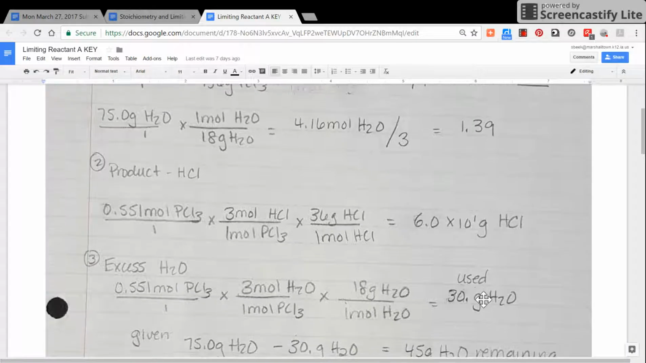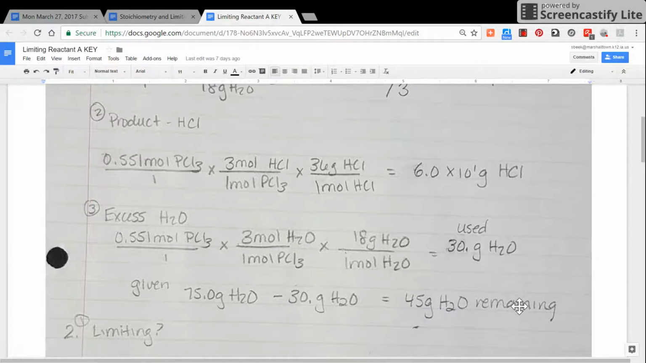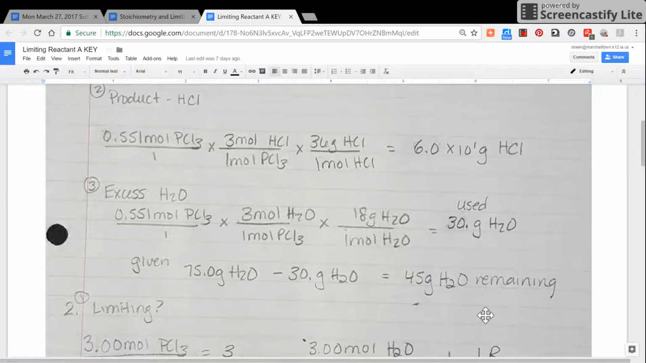Step 3, you would need to figure out how much of the excess you have left over. I'm still starting with the same number that I started with in step 2. I convert to H2O because that was my excess reactant up here. This tells me I used 30 grams. The problem says that I started with 75 grams of water, minus 30 means that I have 45 grams of H2O left, or 45 grams of water that I didn't use.